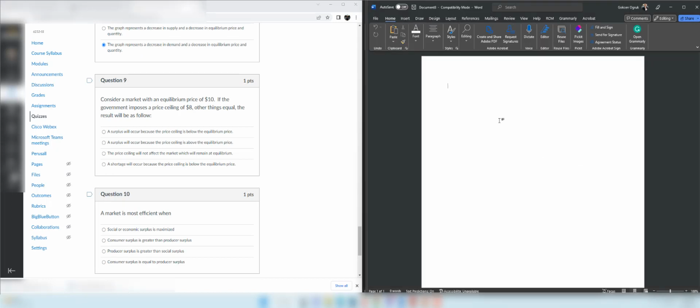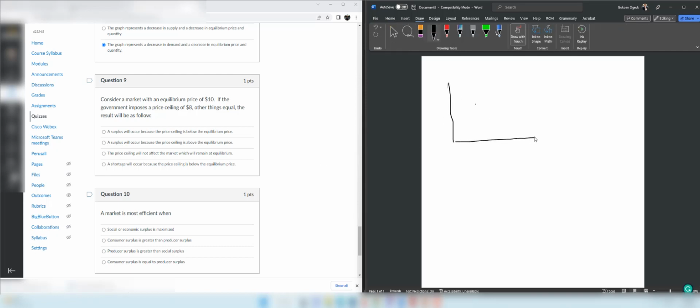Consider a market with an equilibrium price of $10. If the government imposes a price ceiling of $8. So let's first draw the price ceiling. Price ceiling is the maximum price in this market. But let's find out the equilibrium price first: supply, demand, and then the equilibrium price here, $10, right?